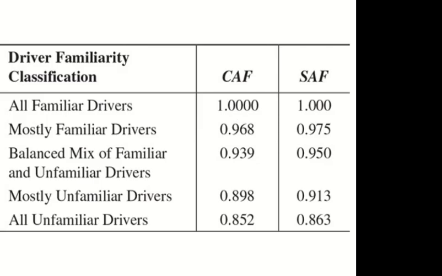This is for driver familiarity. If all drivers are familiar, the adjustment factor is 1. Most of them are familiar, equal familiar and unfamiliar, most of them unfamiliar, and all of them unfamiliar. And then these are the factors.